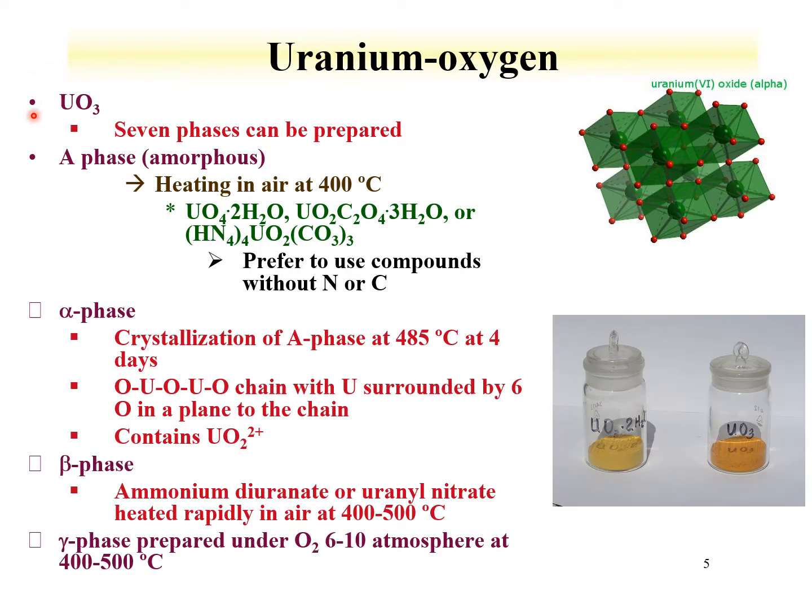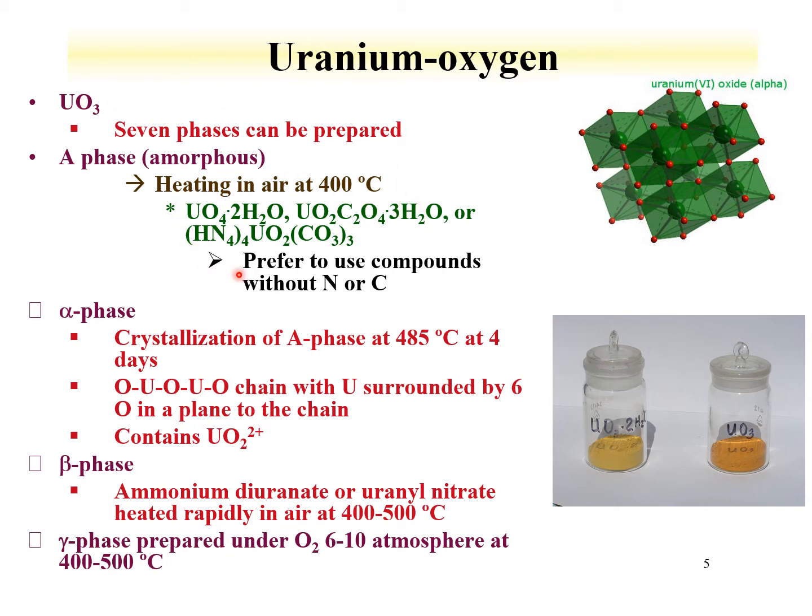UO3, so uranium-6, can be prepared. There's 7 phases that can be prepared. There's not only listed with the Greek alpha, beta, gamma, but there's also an amorphous phase. If you heat in air at 400 degrees, so lower temperature, remember U3O8 can be made at 800 degrees, UO3 at this lower temperature. So we see that if we take a uranium compound, UO3, produce it at 400 degrees, and heat it at 800 degrees, we would turn this into U3O8.